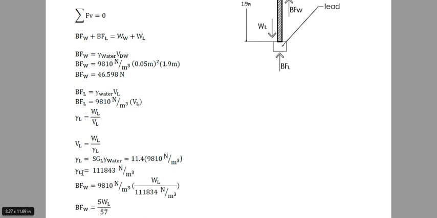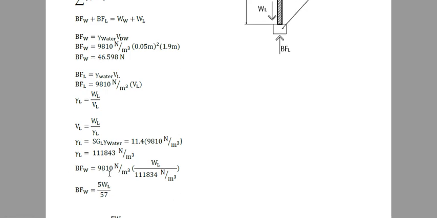So yung gamma ng lead, given yung specific gravity niya, gamma ng lead is equal to SG ng lead times gamma of water. Okay, so that's 111,834 newtons per cubic meter. So then, ito na yung gamma ng lead. Substitute natin siya later on dito. Pag sinubstitute natin dun sa buong equation.